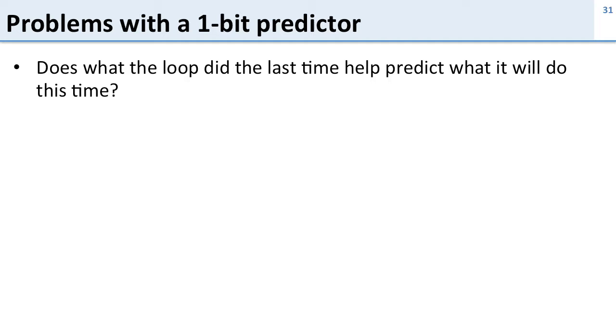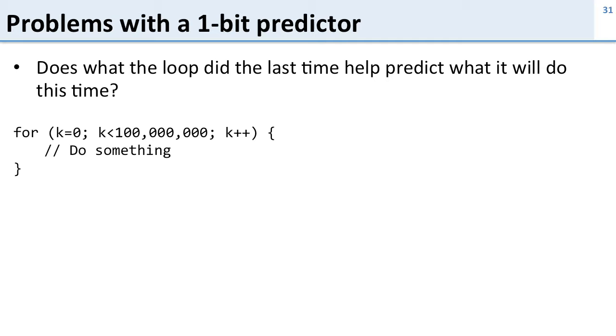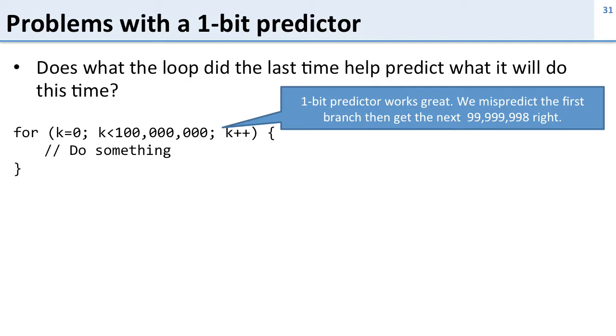So, are there some problems with the 1-bit branch predictor? Does what the loop did last time help us predict what it will do this time? Let's take a look at some examples. So here's our loop. We're going to go around 100 million times and do something. So in this case, a 1-bit branch predictor works great. We're going to mispredict the first time, because we haven't seen the branch before, and we're going to mispredict the last time around the loop.